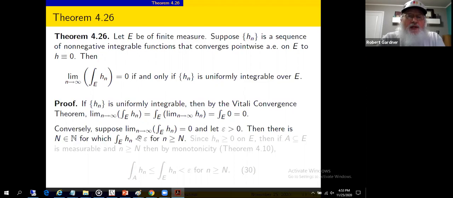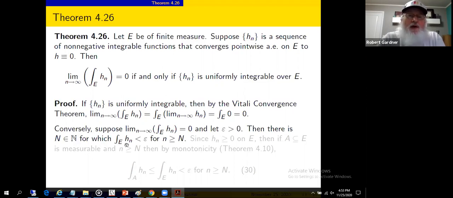Since the limit of this sequence of numbers is 0, these are integrals of non-negative functions. The h sub n's were non-negative functions, so all these integrals are finite numbers. These were integrable as well. So we've got these bounded below by 0. I don't need an absolute value around this.